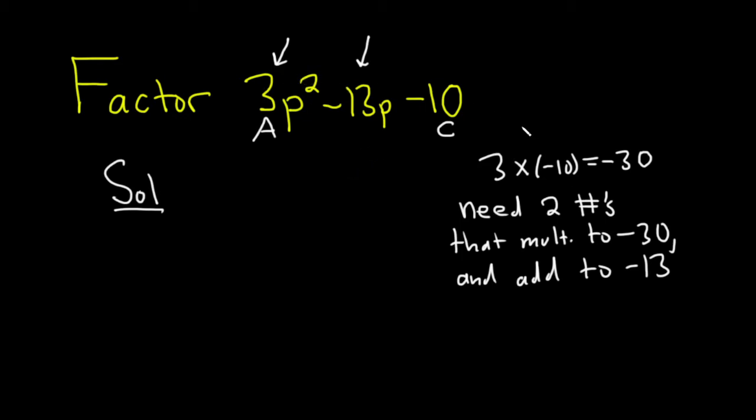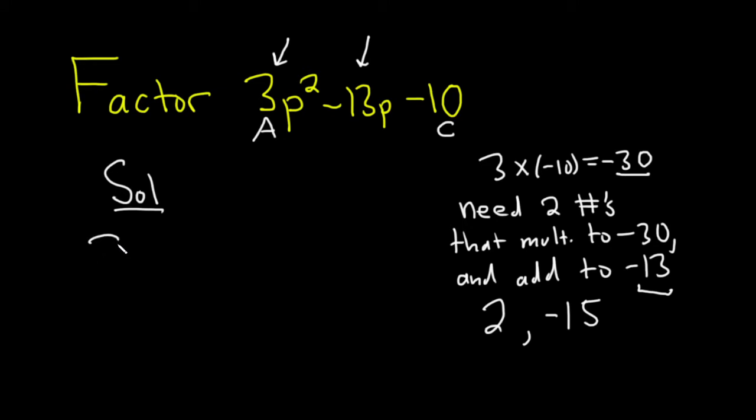So you need two numbers that multiply to negative 30 and add to negative 13. So 10 and 3 won't work, because if you're going to multiply to negative 30, one of them has to be negative, and there's no way to get 13 that way. So I'm thinking 2 and 15. If we make the 15 negative, when we add these, we'll get negative 13. Okay, so now you go back to your problem and write this using the negative 15 and the 2.